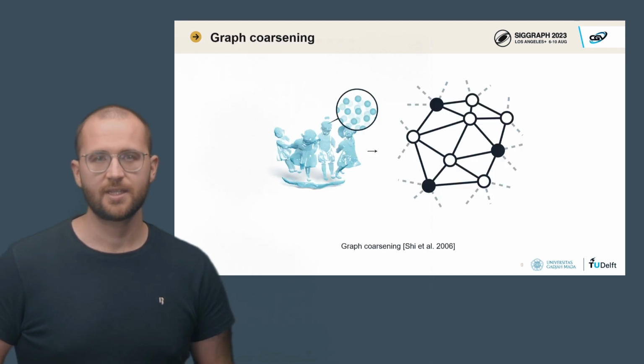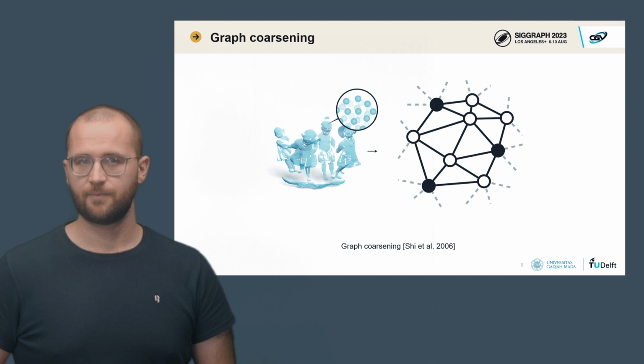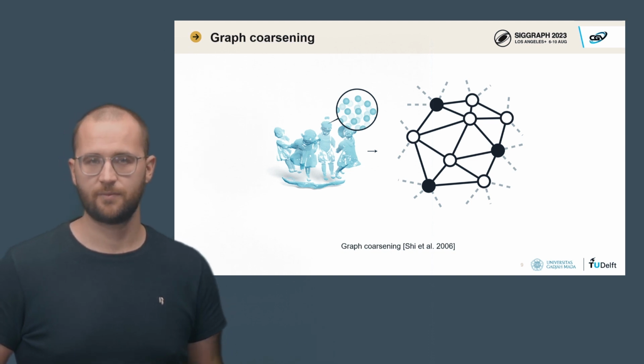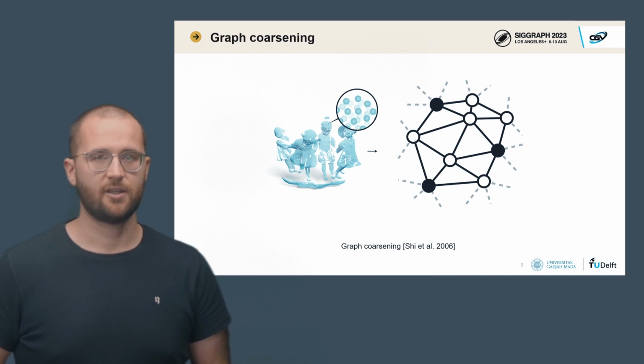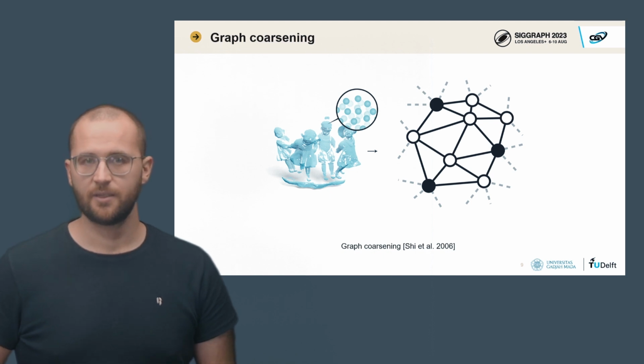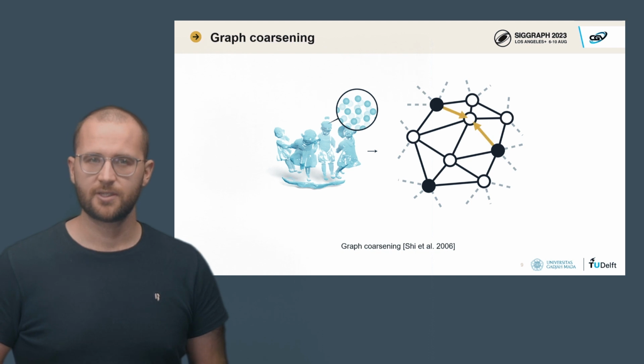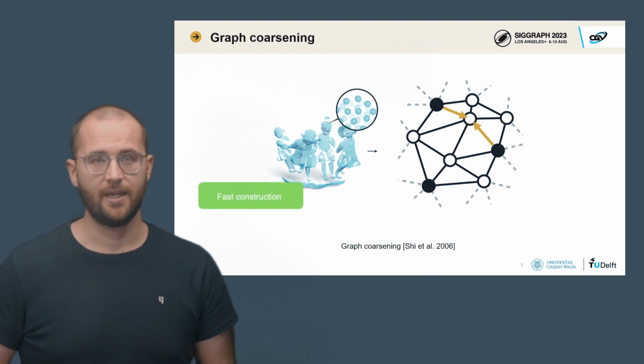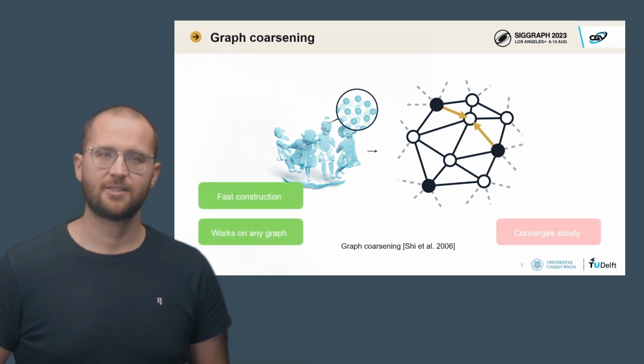The second approach is to represent levels by graphs. The input could be a point cloud, where the edges might be nearest neighbors. Or it could be a mesh, where the nodes are the vertices and the edges are taken from the mesh edges. The hierarchy is then created by coarsening this edge graph of the input mesh, and an example is the work by Shi and colleagues from 2006. This approach results in fast construction and works on any graph, but it has slower convergence.